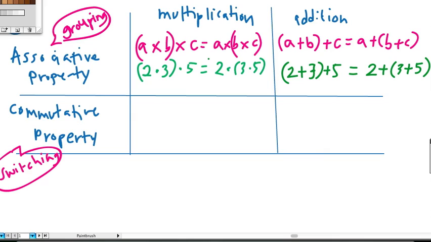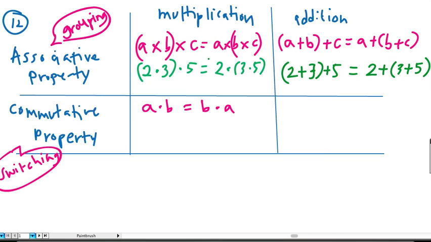Okay, let's take a look at the next property, which is the commutative property. And we already said switching. So for multiplication, it means that A times B is exactly the same as B times A.